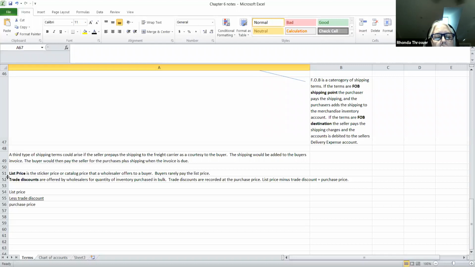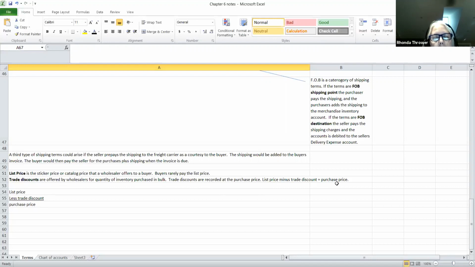They usually are offered some type of discount with the list price, and sometimes those discounts are what we refer to as trade discounts. And trade discounts are offered by wholesalers for a quantity of inventory that's purchased in bulk. So if we buy a whole lot of inventory from a wholesaler, they're probably going to allow us some type of trade discount. Trade discounts are recorded at the purchase price. And to find the purchase price, we would take the list price and subtract the trade discount from it. And that will give us the purchase price.